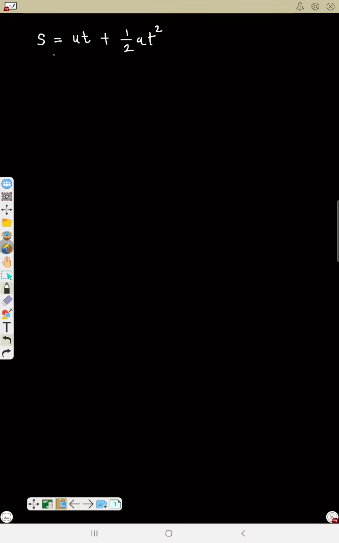Now let us confirm if s equals ut plus half at squared is also dimensionally correct. Now if you look at the right hand side and the left hand side, the left hand side is displacement and is a kind of length, so the dimension is L. Now let's confirm the right hand side. For the right hand side, we have ut plus half at squared.